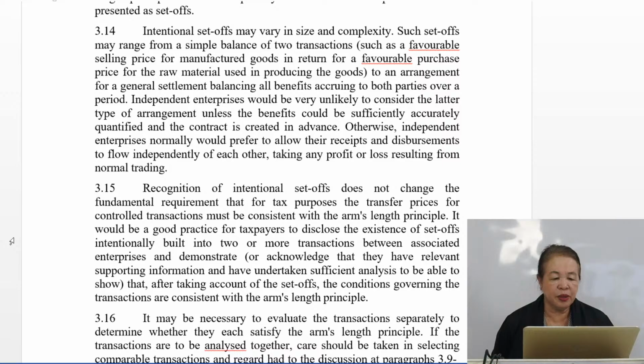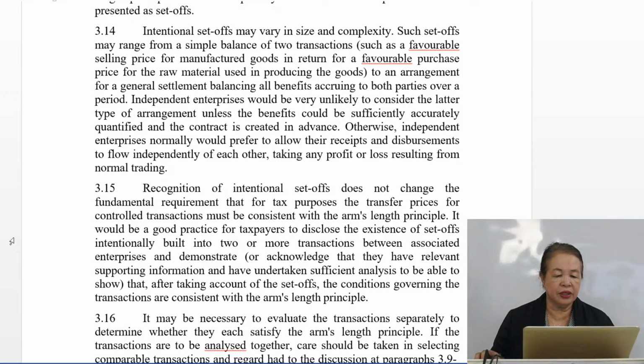So, to an arrangement for a general settlement, balancing all benefits accruing to both parties over a period. Independent enterprises would be very unlikely to consider the latter type of arrangement unless the benefits could be sufficiently accurately quantified and the contract is created in advance. Otherwise, independent enterprises normally would prefer to allow their receipts and disbursements to flow independently of each other, taking any profit or loss resulting from normal trading.